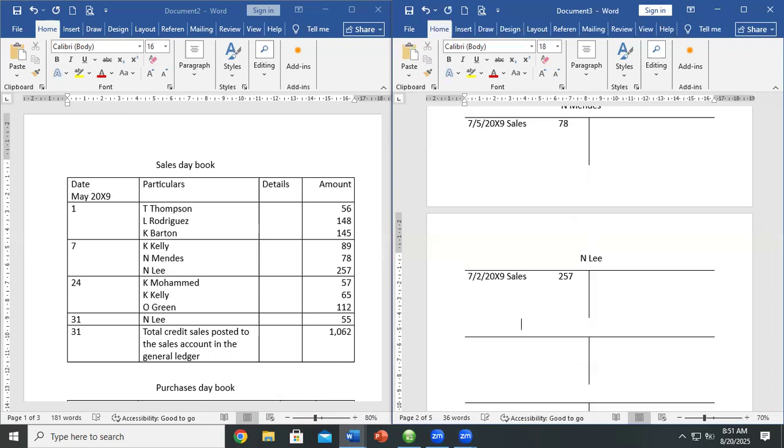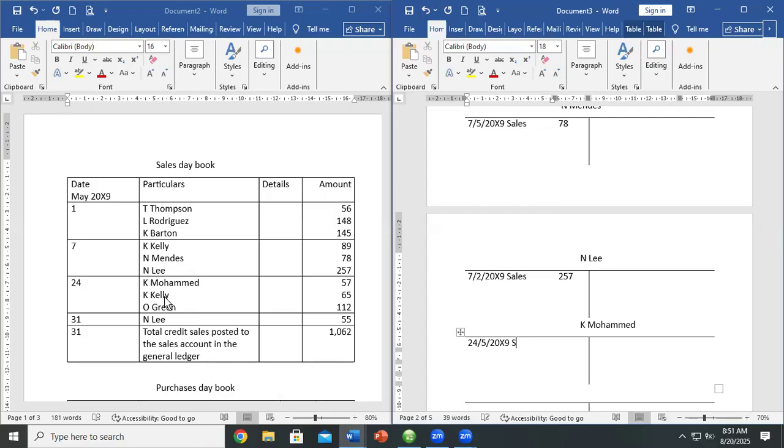If you have a question, please let me wrap up with this first. So K. Mohammed, we have same on the 24th of May 20x9. Sales, that is how much? 57. And on that same 24th, we have K. Kelly.